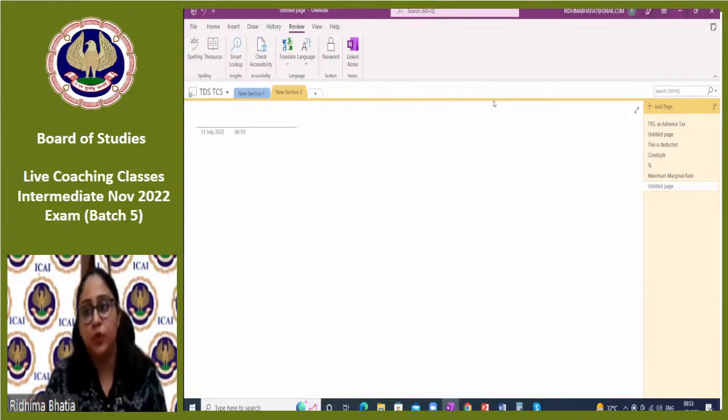क्लियर हुआ सबको? किसी को कोई डाउट? 192A आपके लेवल पे probably is not very common to come, but what is important would be 194A and 194. So धीरे धीरे let's move ahead.